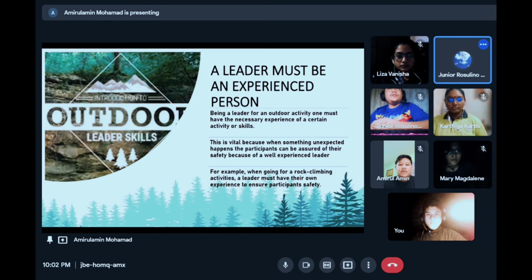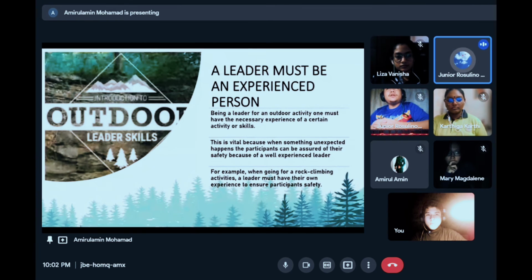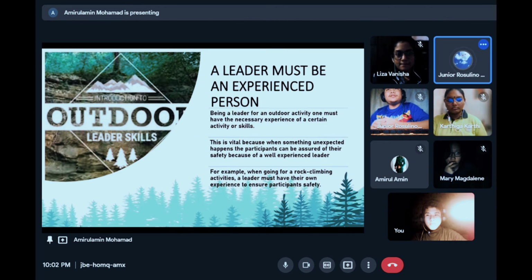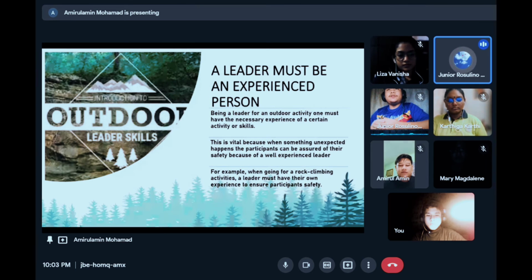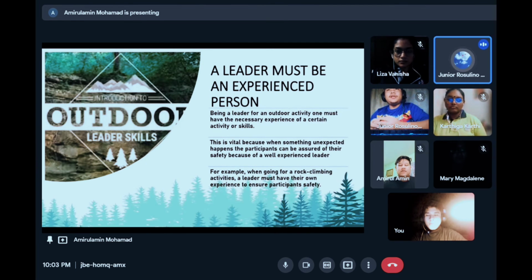Okay, next. A leader must be an experienced person. Being a leader for any outdoor activity, that person must have the necessary experience or skills for the certain activity. This is vital because when something unexpected happens to the participant, the participant can be assured of safety because they have a well experienced leader.